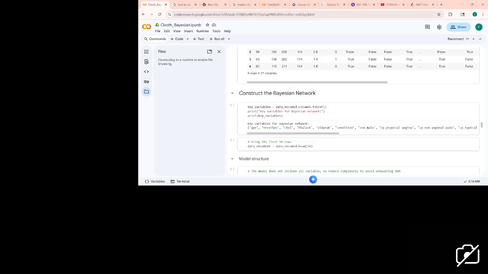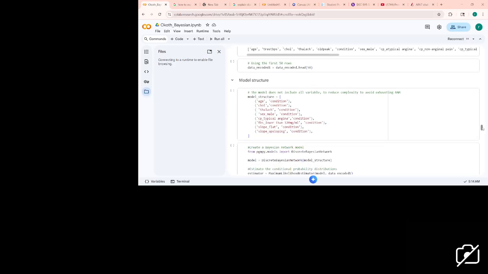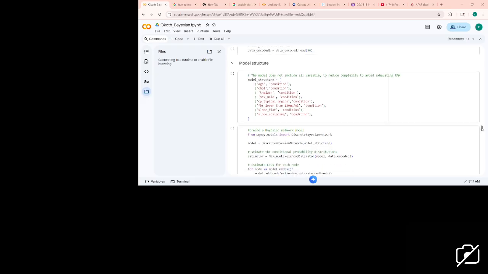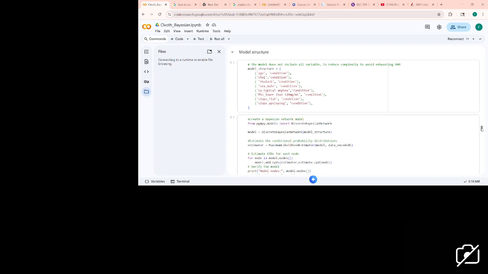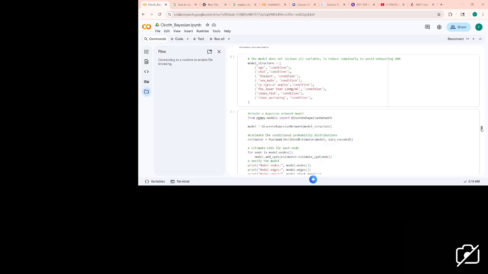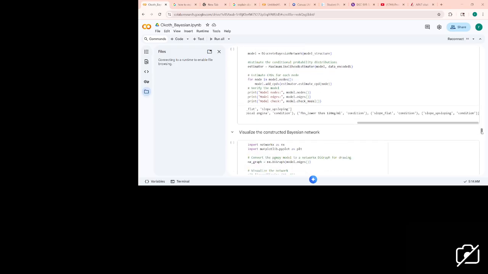And in the Bayesian network structure, we did not incorporate all the variables to reduce computational complexity associated with RAM allocation by column. And in this case, from PGMPY, we used the discrete Bayesian network and built the model.